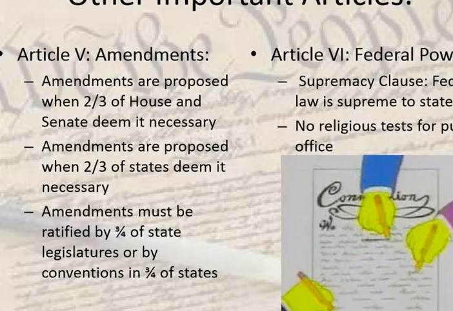And amendments, this is a big one, Article 5. Amendments are typically, they go through Congress in the House and the Senate. They are proposed when 2/3 of the House and Senate decide that it's necessary.